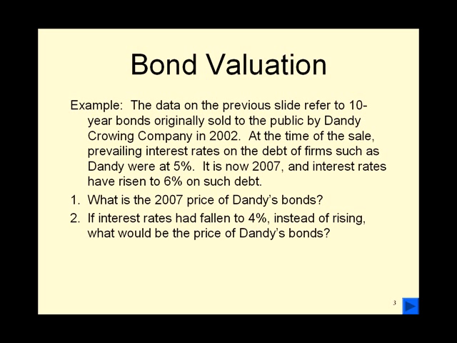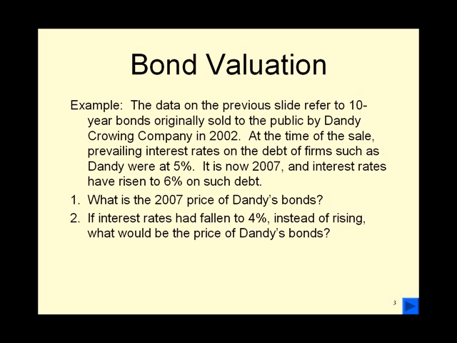Let's go through a bond valuation example. Let's say the data on the previous slide refer to 10-year bonds originally sold to the public by Dandy Crowing Company in 2002. Dandy Crowing Company is the borrower. The public, that is people like you and me, are the lenders. So Dandy sells the bonds or pieces of paper to us, and we get the right to receive interest and a return of principal 10 years later.